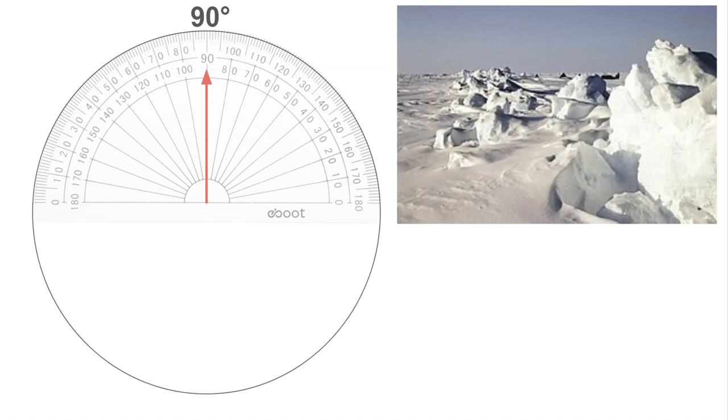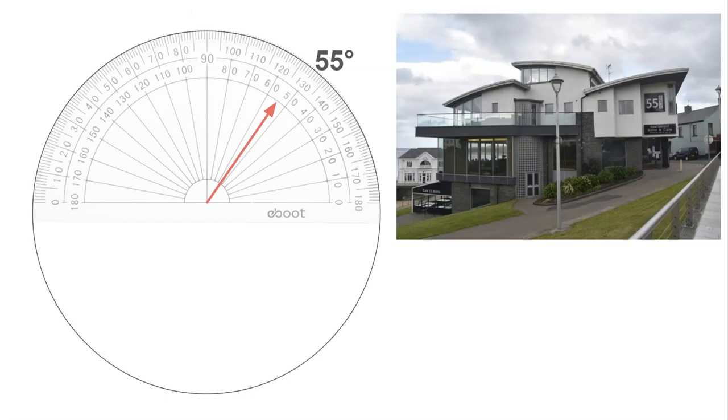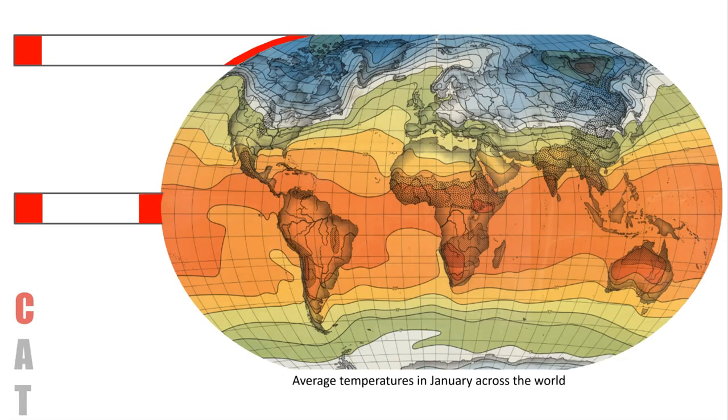Where's the British Isles? Where's Northern Ireland? Well, we sit around about here at 55 degrees north, and if you've ever been up in Portrush, you might well have been along at a little restaurant called, funnily enough, 55 degrees north. So how does the latitude affect the temperature?